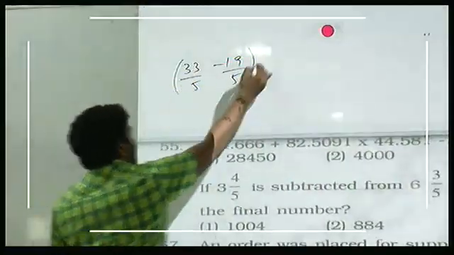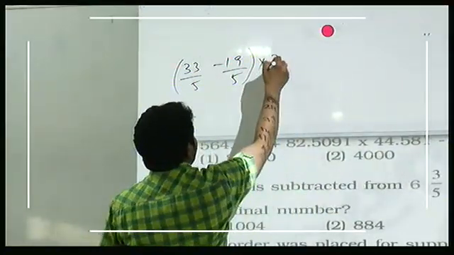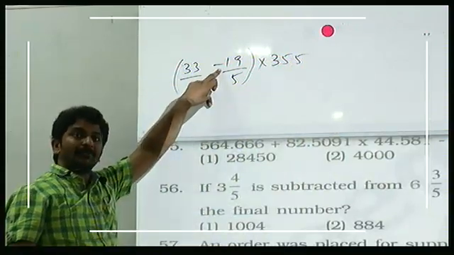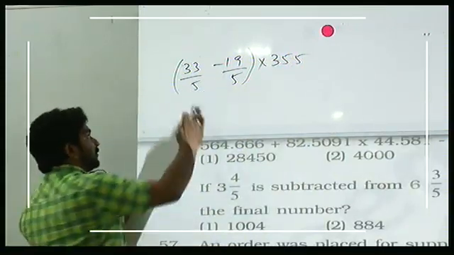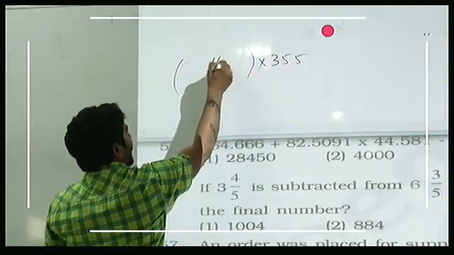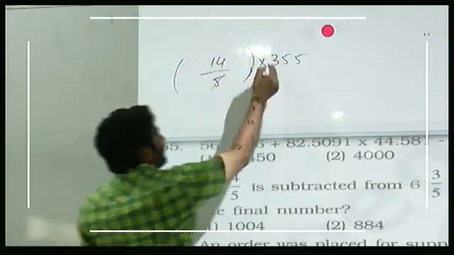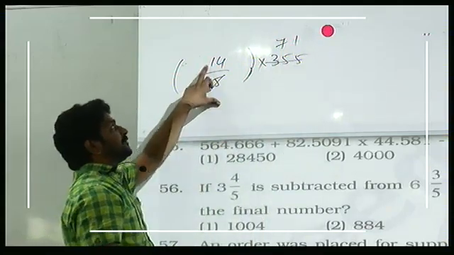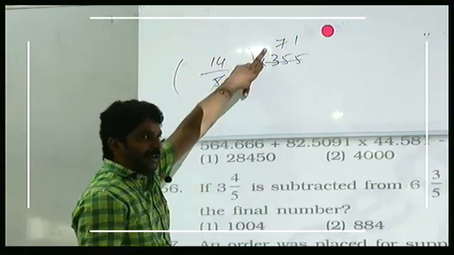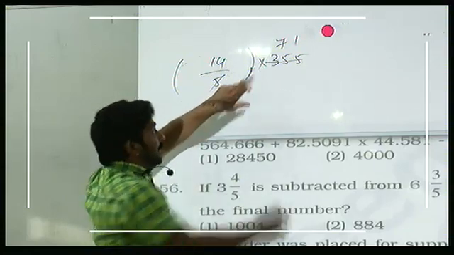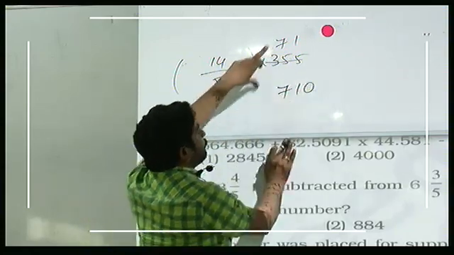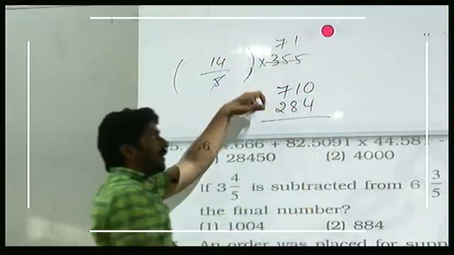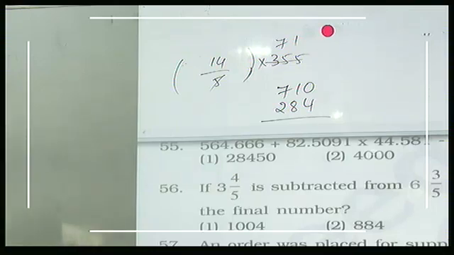And the result is multiplied by 355. So let me calculate this. 33 minus 19, 14 by 5. So this entire value is 14 by 5. 71 times. We'll take 10 times and then 4 times. 14 times of this number is 10 times plus 4 times. 10 times of this number is 710. 4 times of this number is 284. 994.